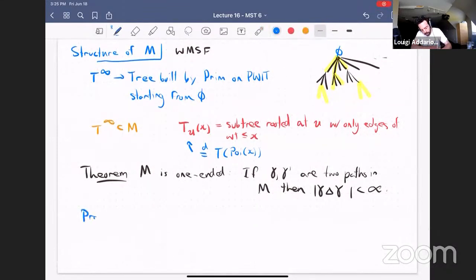So the first step in proving this proposition, this theorem, is going to be to prove that T infinity is one-ended.